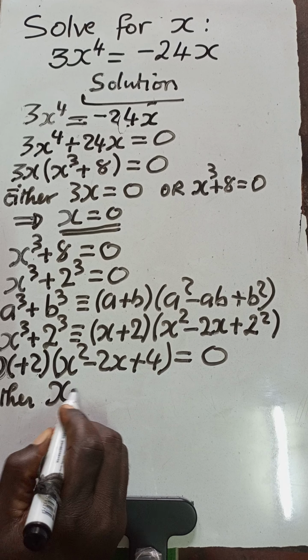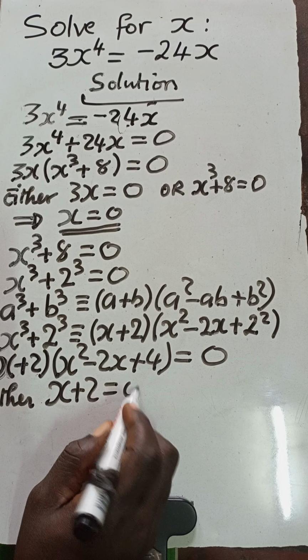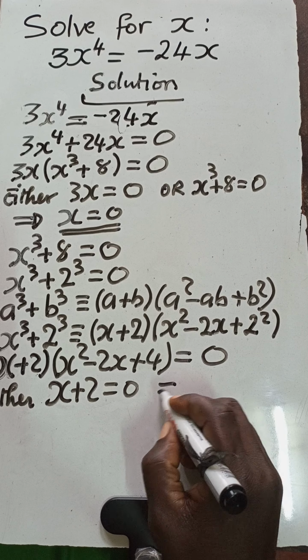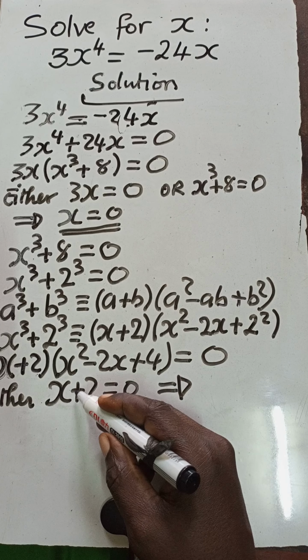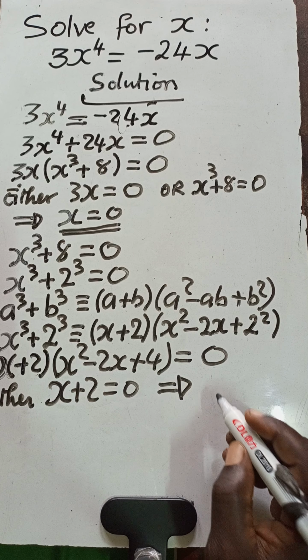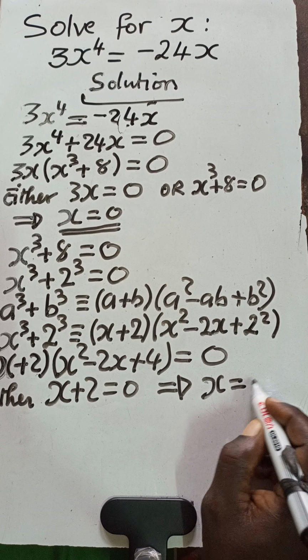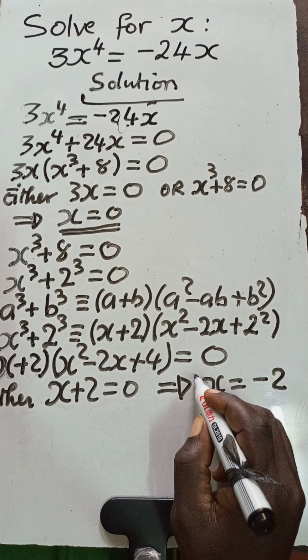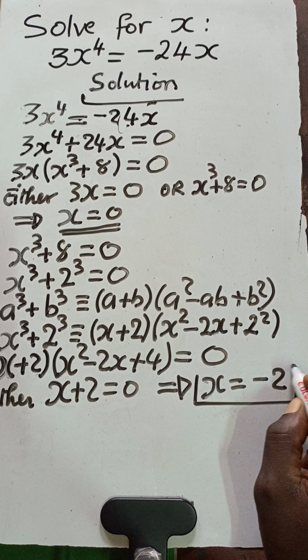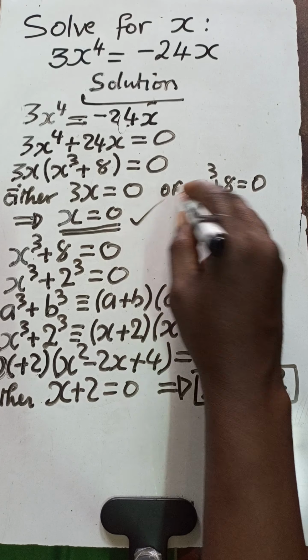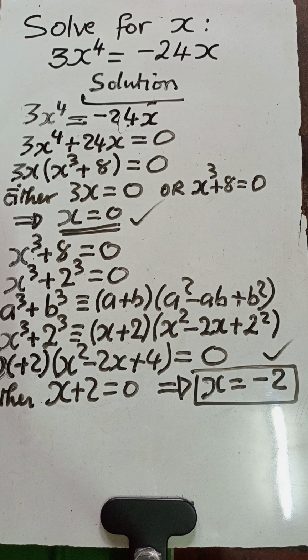So either x plus 2 is 0. If that is true, then when we take the positive 2 to the right-hand side, we have x equals negative 2. All right, so this is our second solution. This is our first solution, second solution. Okay, so x equals negative 2 is our second solution.